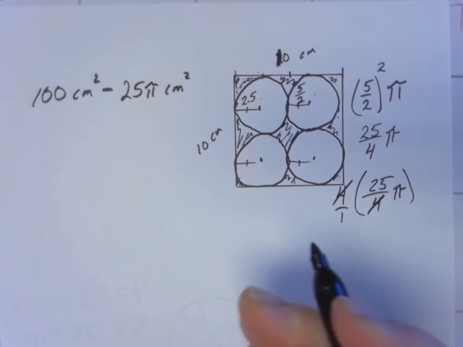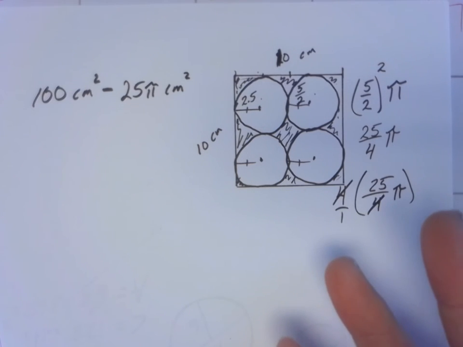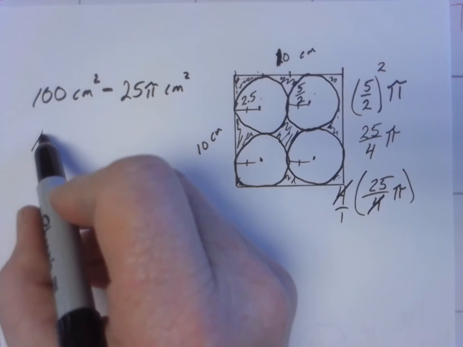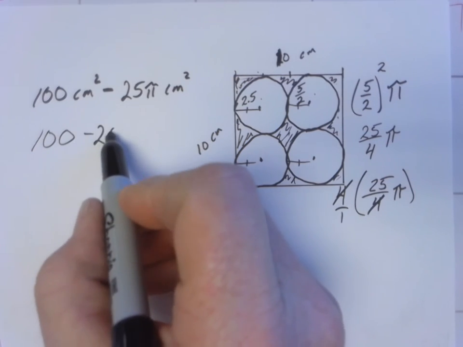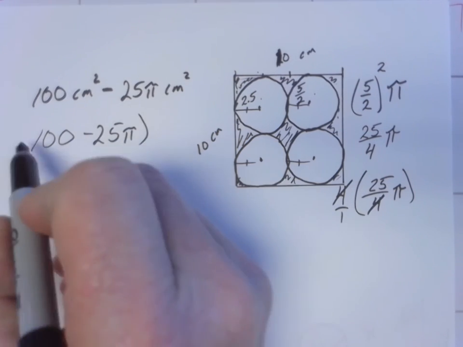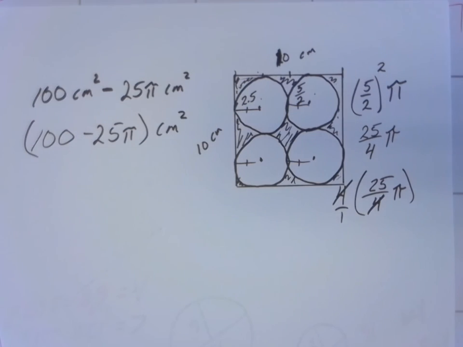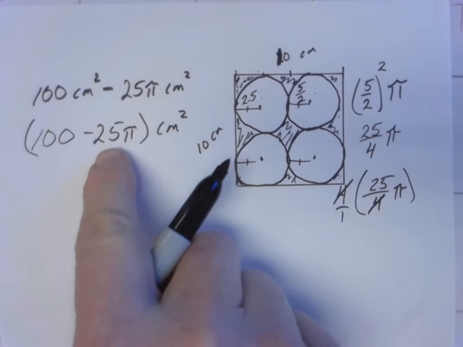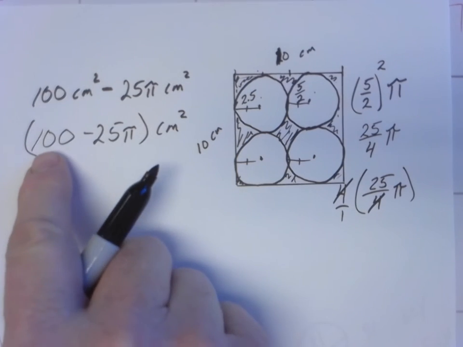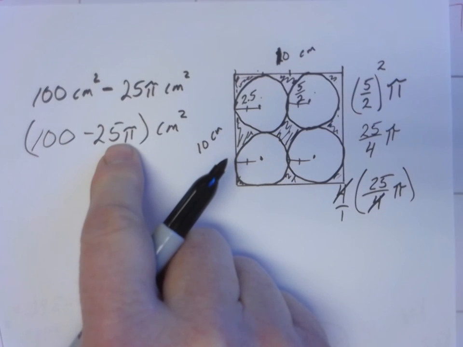And it's perfectly fine with me if you give the answer 100 subtract 25 pi. We'll put that all in parentheses, so the whole thing is in square centimeters, and say that's the area of the shaded region, which is, you know, you could figure this out. This is about 78 point something, so 100 subtracts what, 78 point something with your calculator.